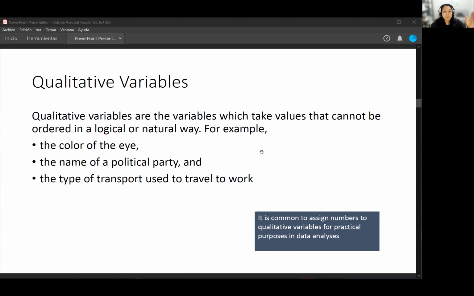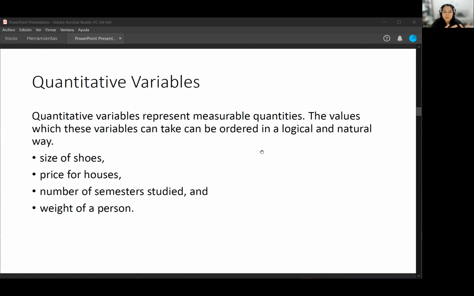So maybe you are rating the course with 5, but it doesn't mean that you can do a multiplication with that 5, or a division with that 5, because it's not a number. It's representing a scale. We're using numbers to represent that, but it's not a measure you can use to do math operations.